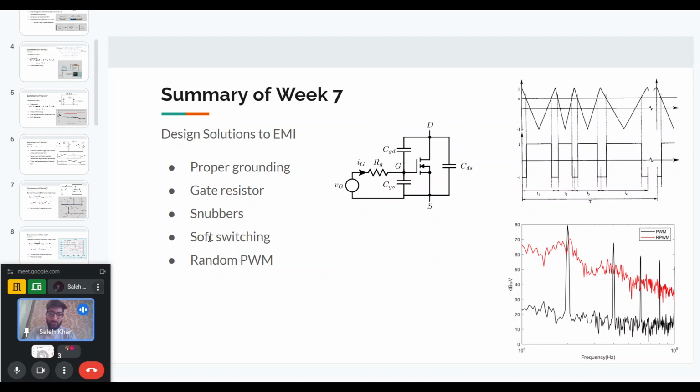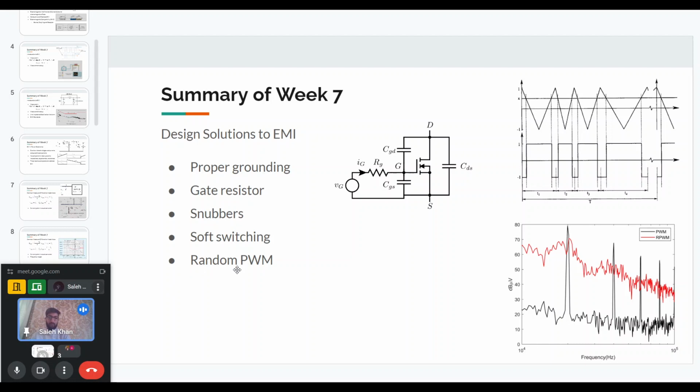So it has both of these benefits, but the disadvantage may be that we may require additional components, and it may change the circuit operation in some ways. It may complicate the circuit in some ways. So this is soft switching. Next, different PWM techniques can also be used to reduce the EMI.